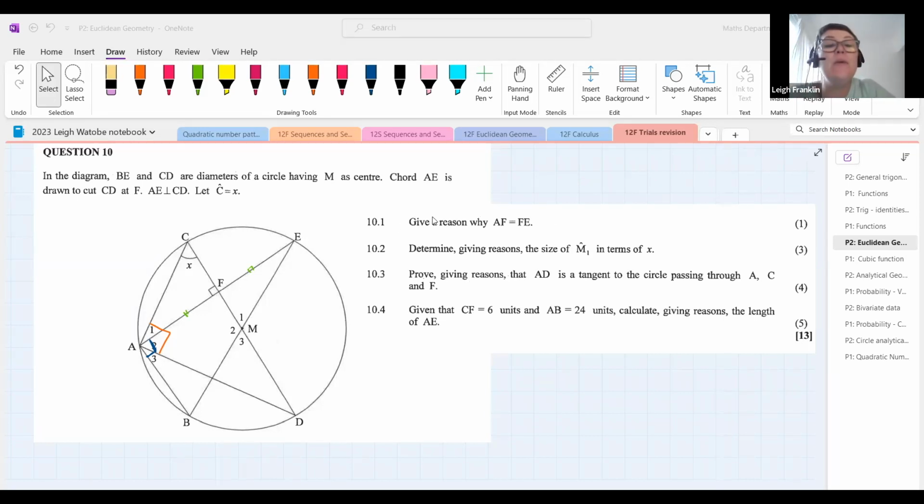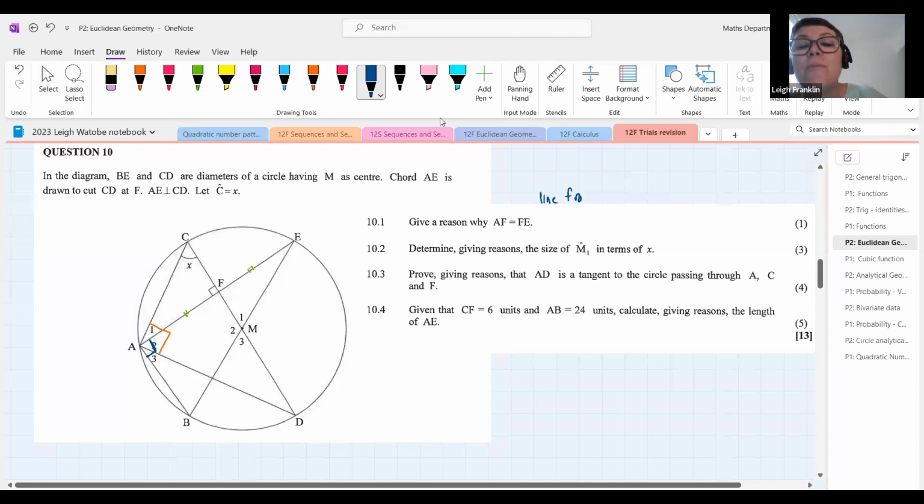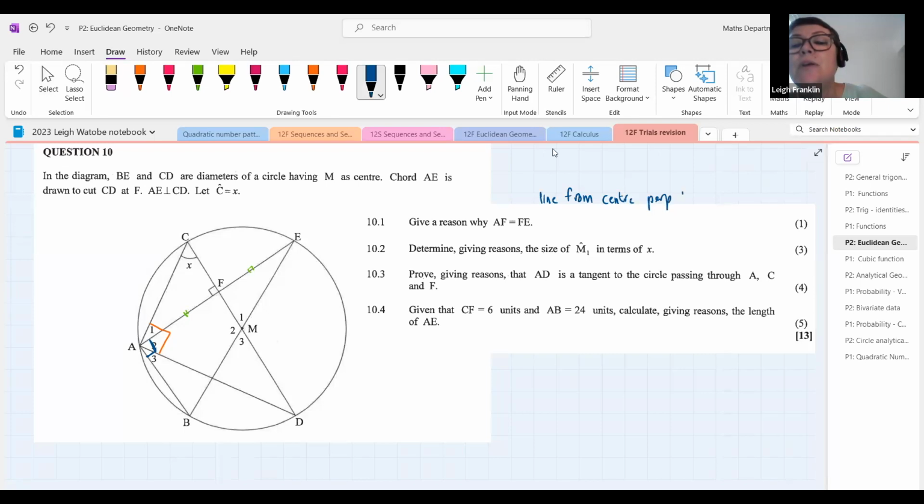All right, and look, there we go. Do you see how if we read the information and start processing it and linking it to our theorems, we actually end up answering some of the questions? So now again, give a reason why AF equals FE. And Yamkela, you've put it beautifully there for us. It's line from center perpendicular to chord. And we would get our reason mark for stating that.